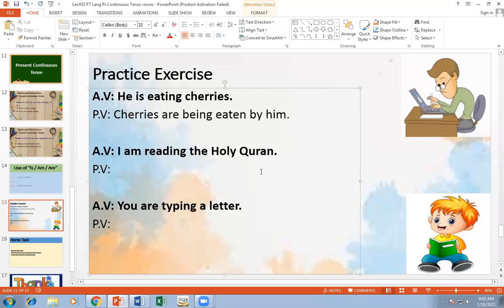I am reading the Holy Quran. Okay, Mir Aban Ali, I want you to answer this. Mir, please answer me. Zain Fahim. The Holy Quran is being reading by me.